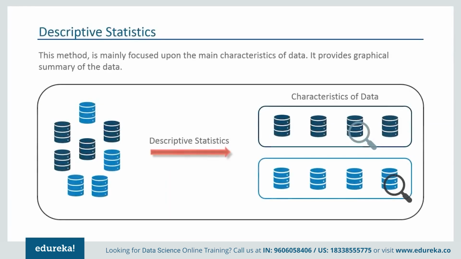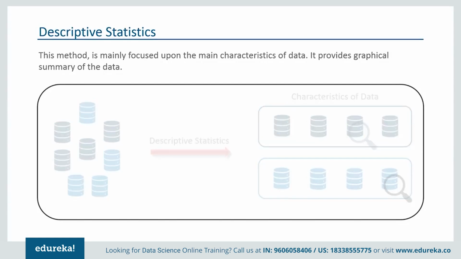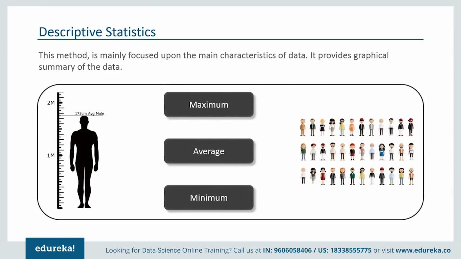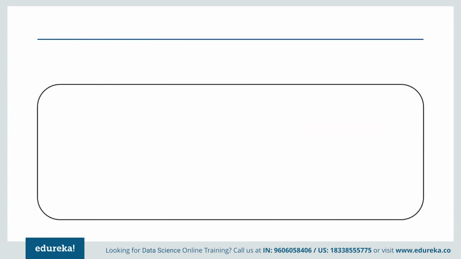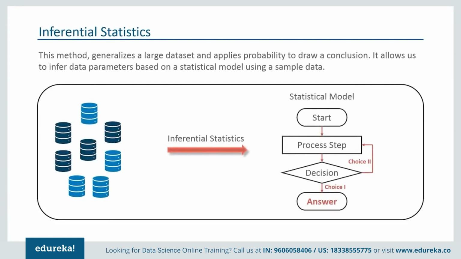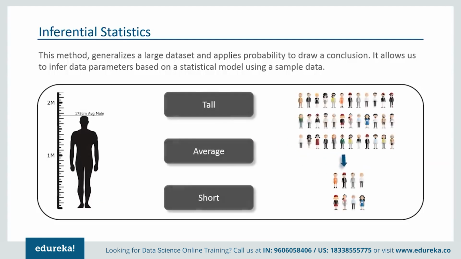Descriptive statistics helps organize data and focuses on the characteristics of data, providing parameters. Suppose you want to study the average height of students in a classroom. In descriptive statistics, you would record the heights of all the students in the class, and then you would find out the maximum, minimum, and average height of the class. Inferential statistics, on the other hand, generalizes a large data set and applies probability to arrive at a conclusion. It allows you to infer parameters of the population based on sample stats and builds models on it. So, if you take the same case of finding out the height of people in a class, in inferential statistics, you will take a sample set of the class, which is basically a few people from the entire class.